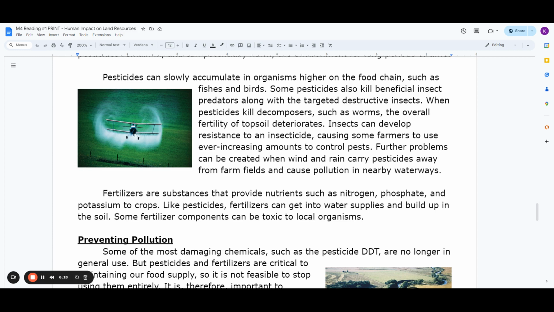Some pesticides also kill beneficial insect predators along with the targeted destructive insects. When pesticides kill decomposers, such as worms, the overall fertility of topsoil deteriorates. Insects can develop resistance to an insecticide, causing some farmers to use ever-increasing amounts to control pests. Further problems can be created when wind and rain carry pesticides away from farm fields and cause pollution in nearby waterways.